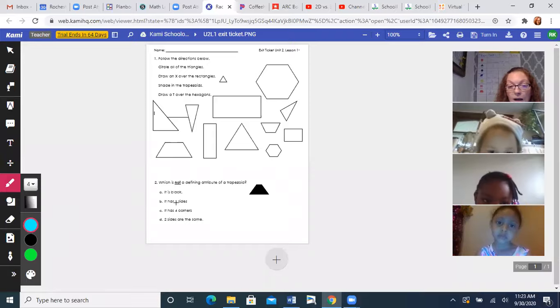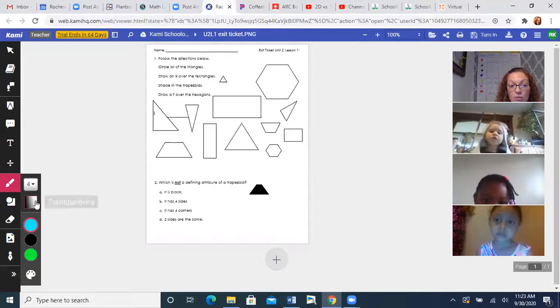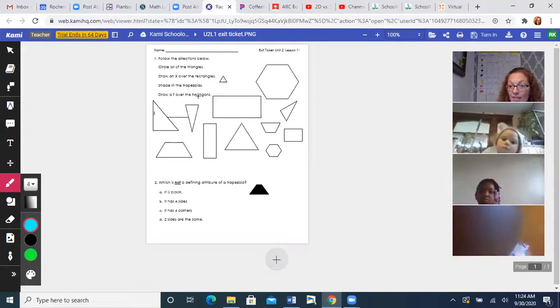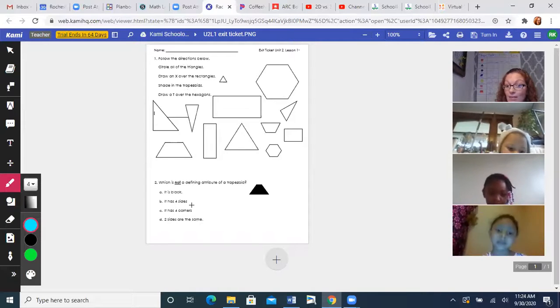This is your exit ticket. So grown-ups, you may read the directions, but please don't help them. So circle all the triangles. So you're going to use Cami and circle the triangles. Draw an X over the rectangles, shade in or color in the trapezoids, and draw a T over the hexagon. So that's what I want you to do for this one.